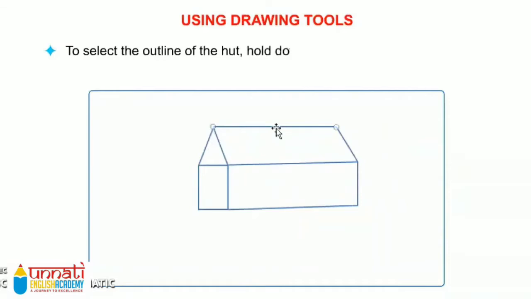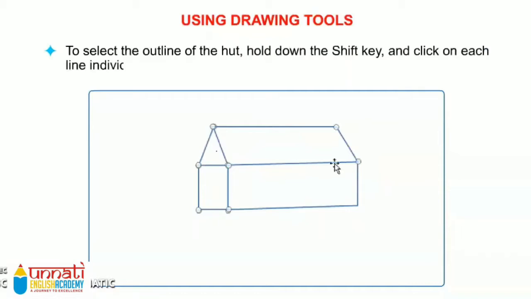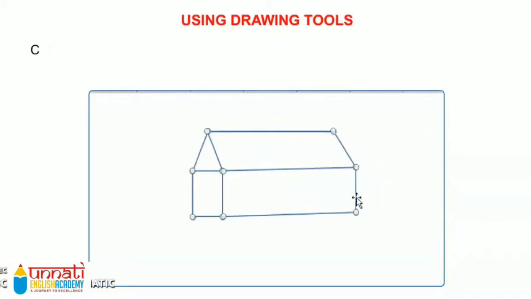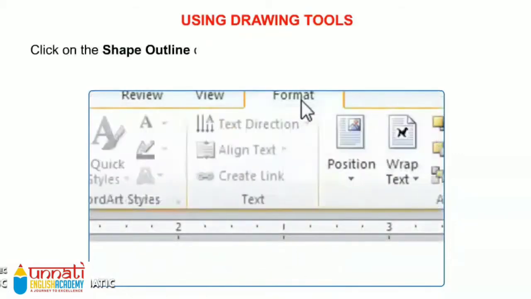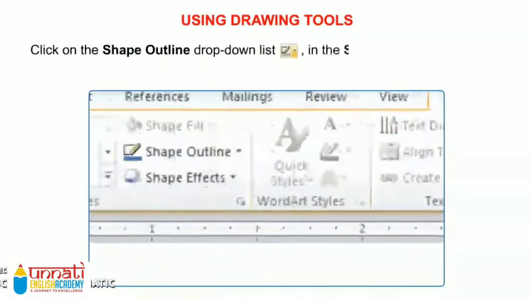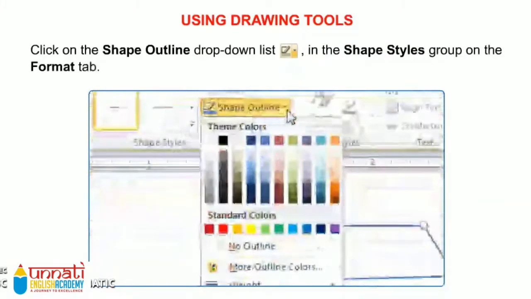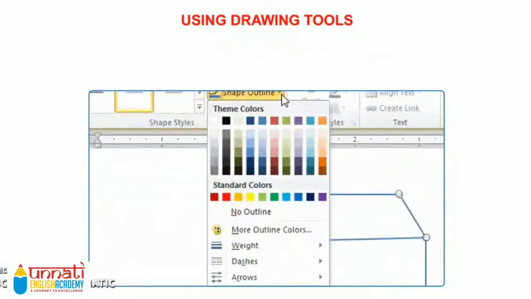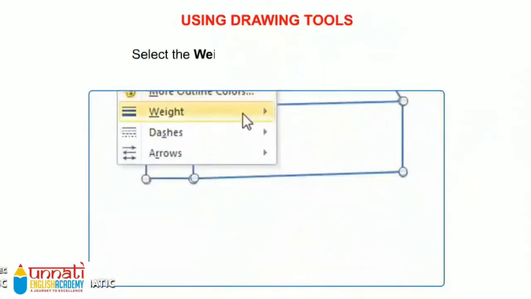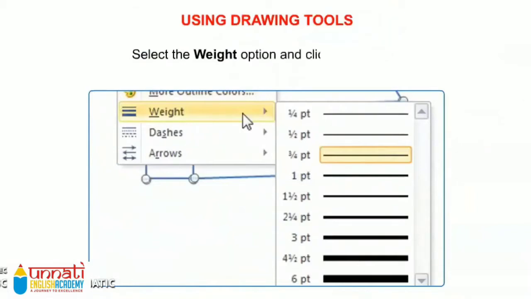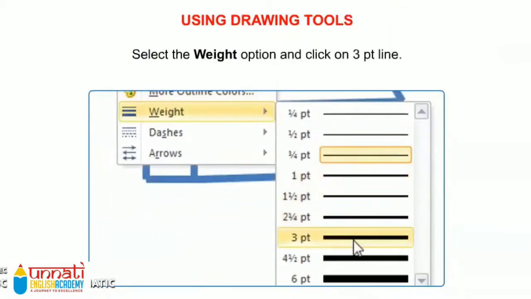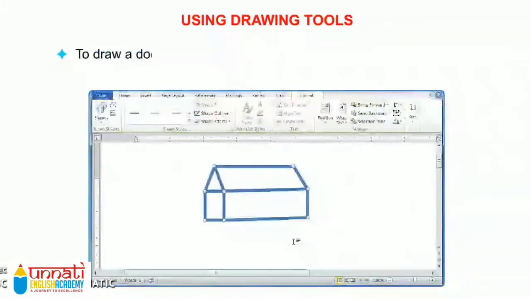To select the outline of the hut, hold down the Shift key and click on each line individually. So this way you have to click on each line. Now click on the Shape Outline drop-down list in the Shape Styles group on the Format tab. Select the Weight option and click on 3-point line. So it will give you a thicker line.